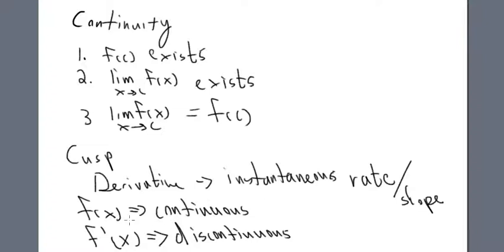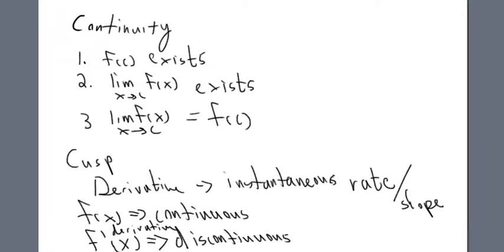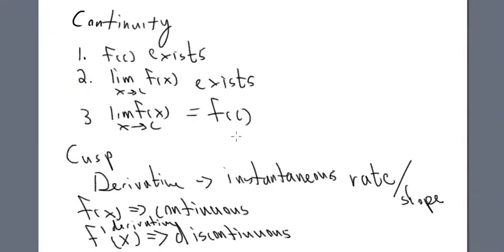Now, this little apostrophe means derivative. We're going to see that function notation quite a bit. These are our definitions, continuity and cusp. Pretty simple.